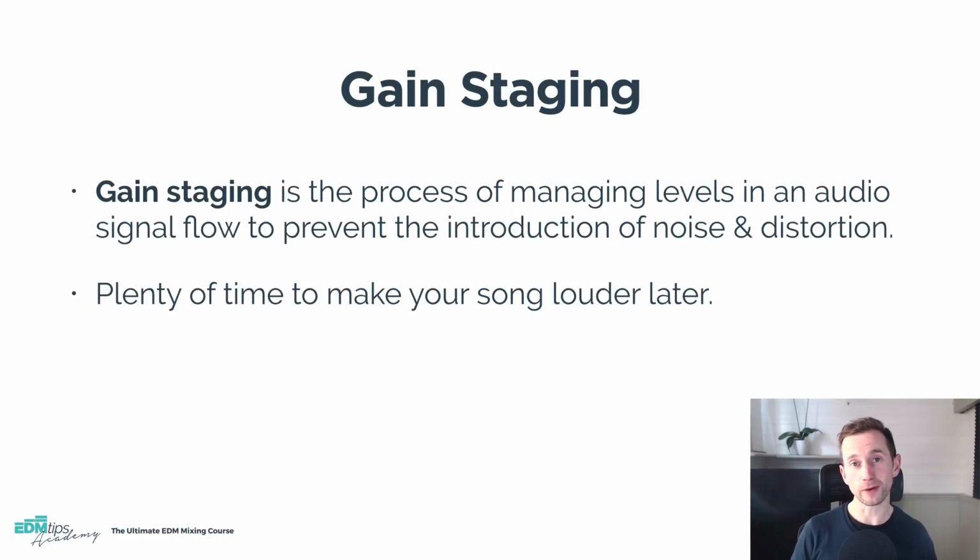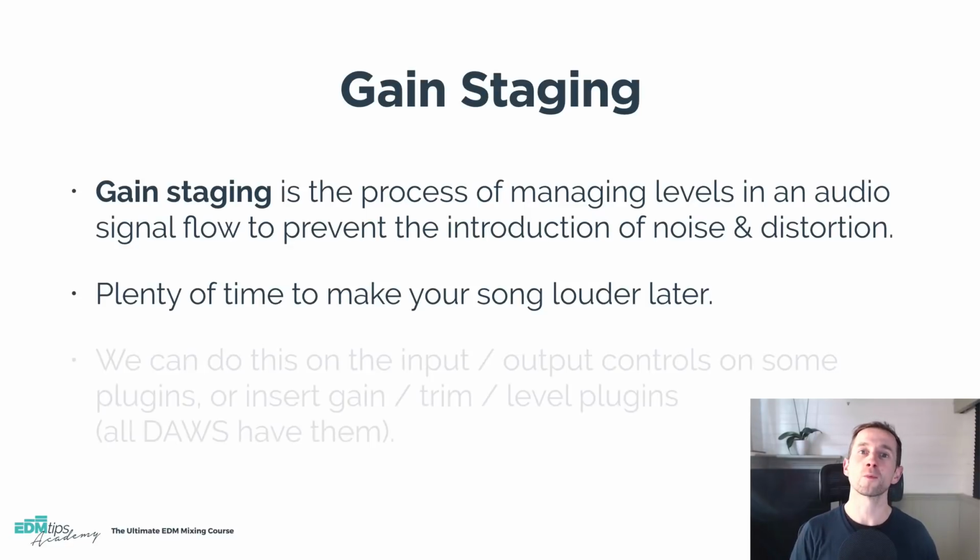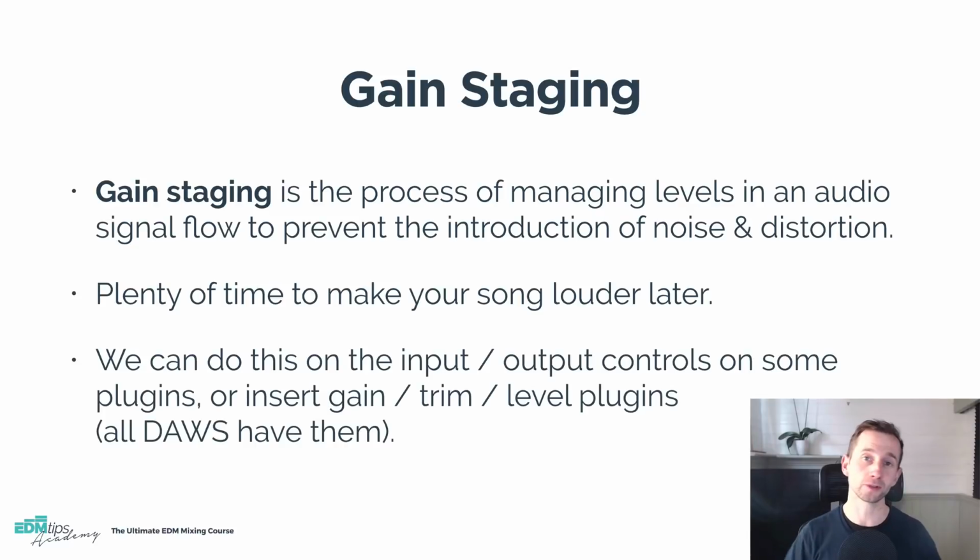Now, we have a couple of ways that we can control the gain throughout the signal flow to make sure it never clips. One is using the input and output controls on plugins, but not all plugins have these controls. And if they don't, then we can just insert gain, trim or level plugins to just bring the level down or up as required. Now, gain, level and trim plugins, they're all the same thing, they're just slightly different names, and each DAW will have a slightly different version, but all DAWs will have the equivalent of a gain plugin.